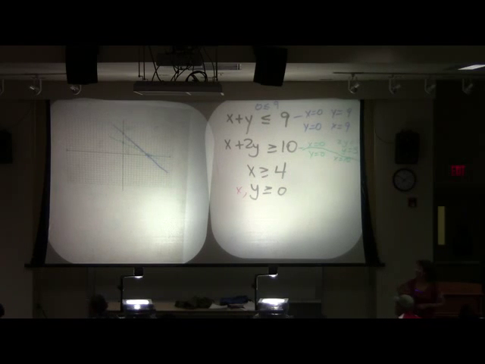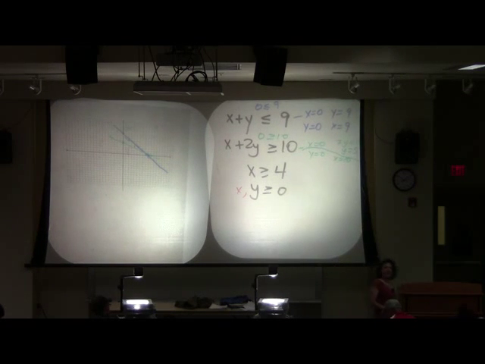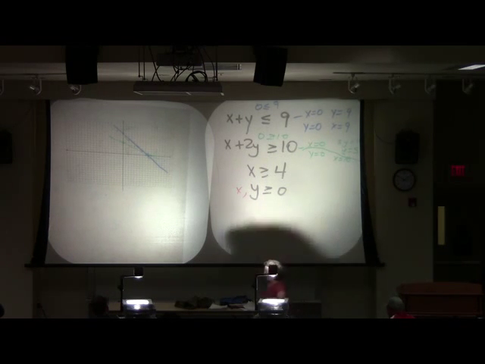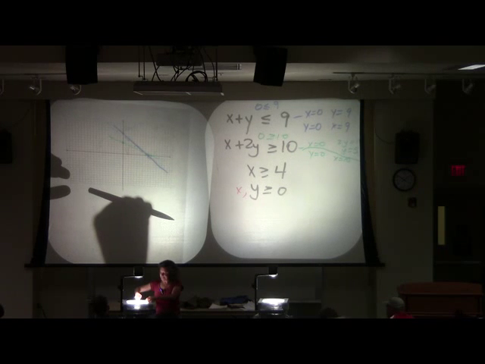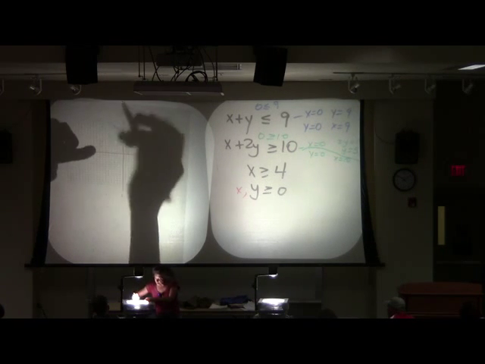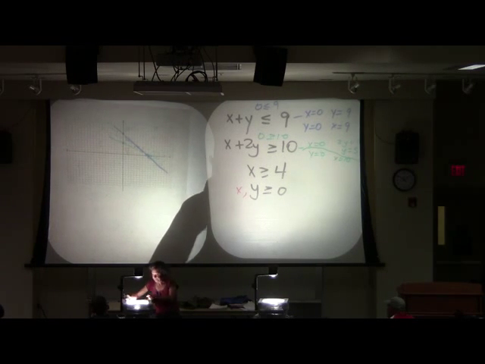Now I'm going to take a test point again of (0, 0). And I get 0 is greater than or equal to 10. What are you going to tell me about that? Oh, no. So, am I going to shade on the side where (0, 0) lives? No. I'm going to shade on the other side.